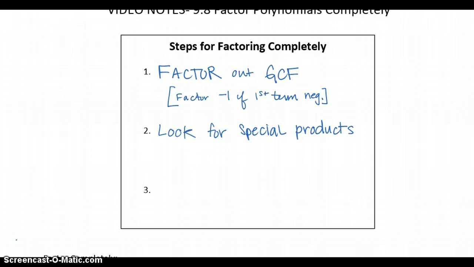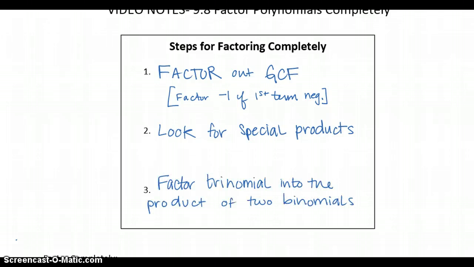Step 3 is that if you have a trinomial, you try to factor it into the product of two binomials. This is basically the step whenever you want to rewrite your polynomial as a product of two new polynomials, each one being in its own set of parentheses. So if you've tried steps 1, 2, and 3, then you should have factored the polynomial completely.